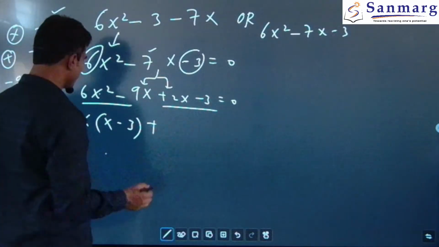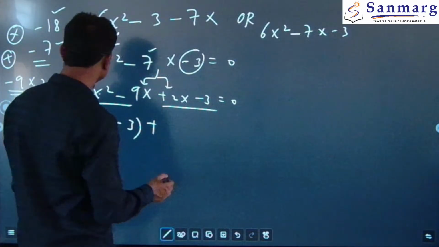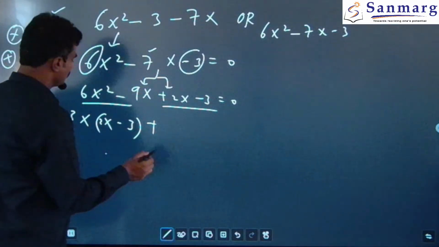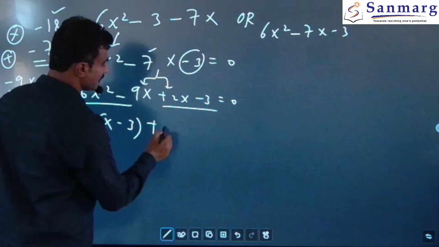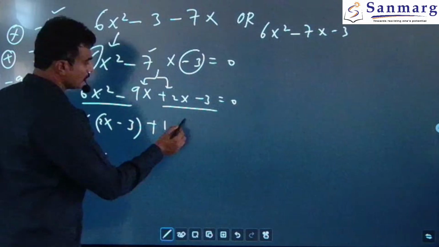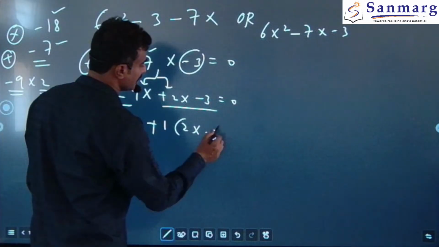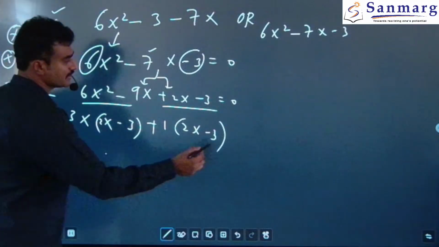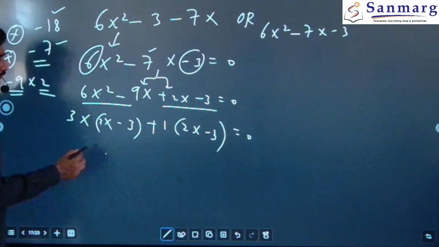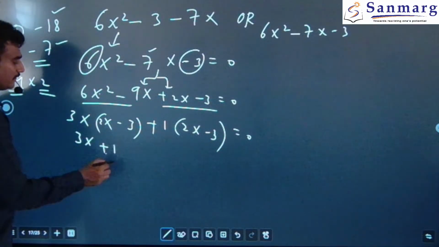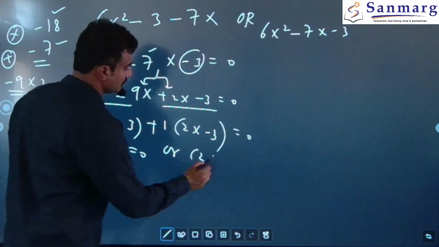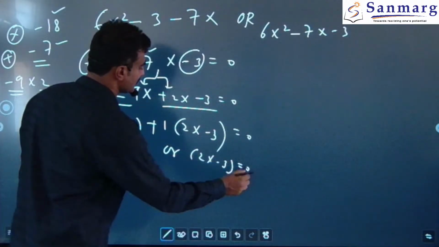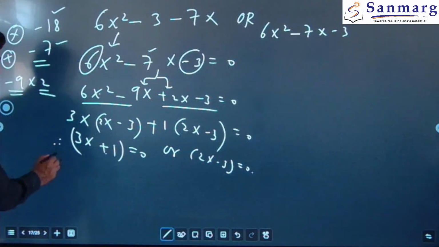Similarly, in 2x minus 3, only 1 is common, therefore we can write 1 as common factor. We can rewrite the remaining: 3x plus 1 equal to 0, or 2x minus 3 is equal to 0.